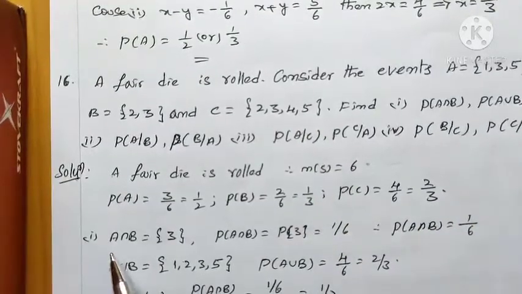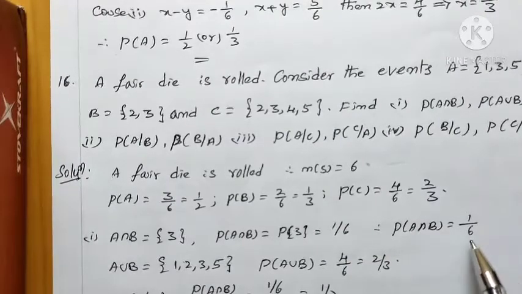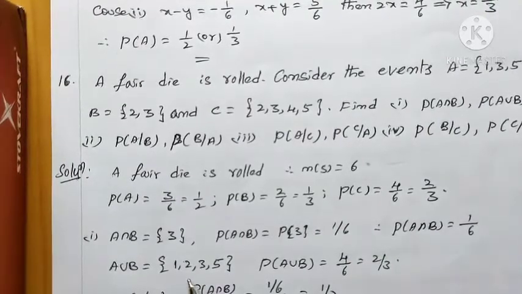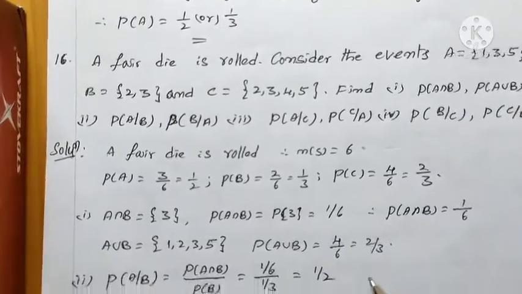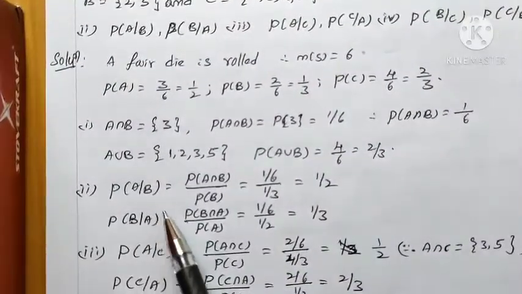Number 1. A intersection B is equal to {3}. The common point in A and B is 3. P of A intersection B is equal to P of 3, that is equal to 1 by 6. Therefore, P of A intersection B is equal to 1 by 6. A union B is equal to {1, 2, 3, 5}. Therefore, P of A union B is equal to 4 by 6, that is equal to 2 by 3.